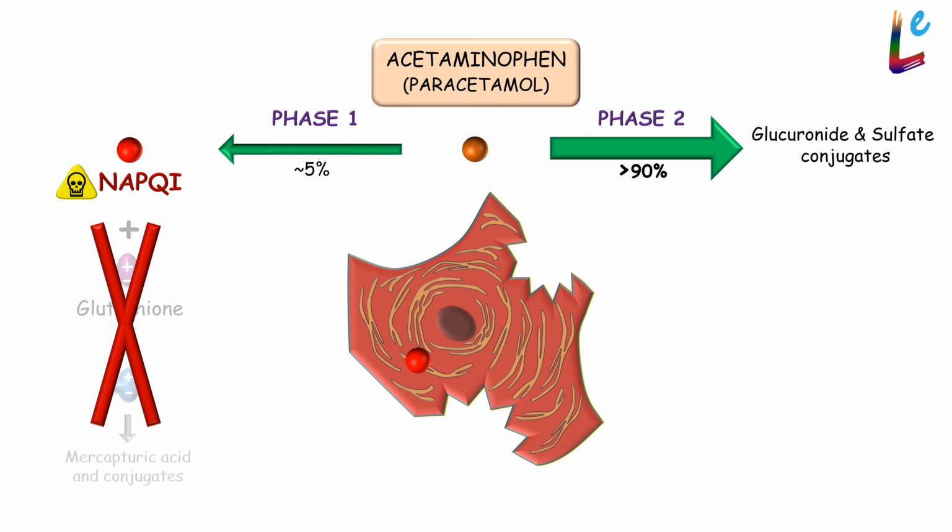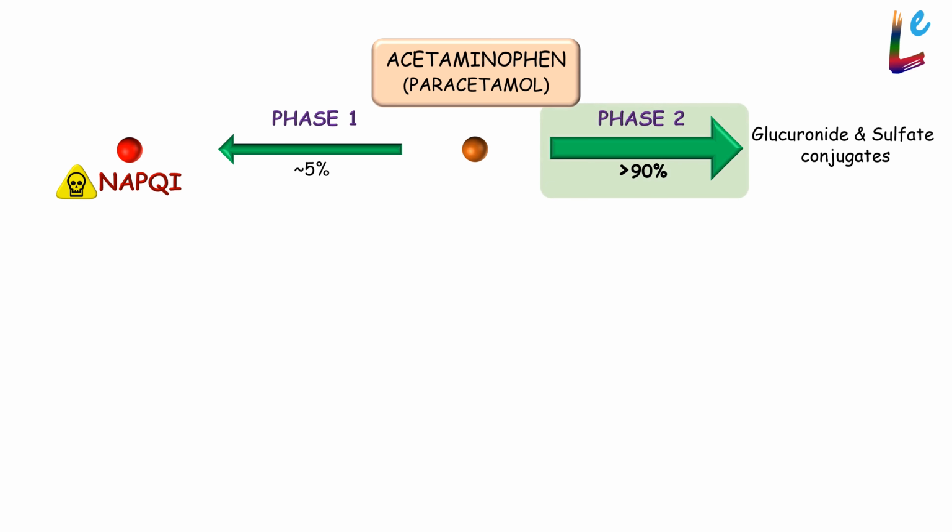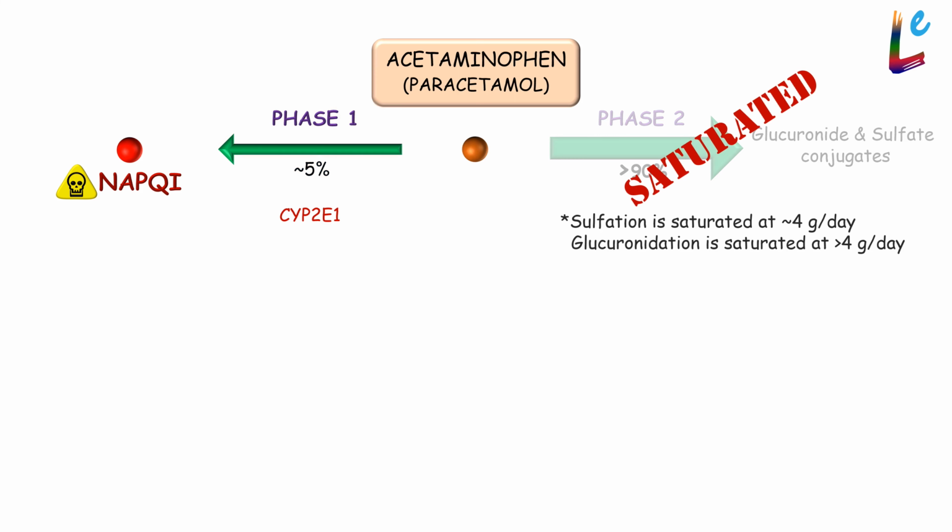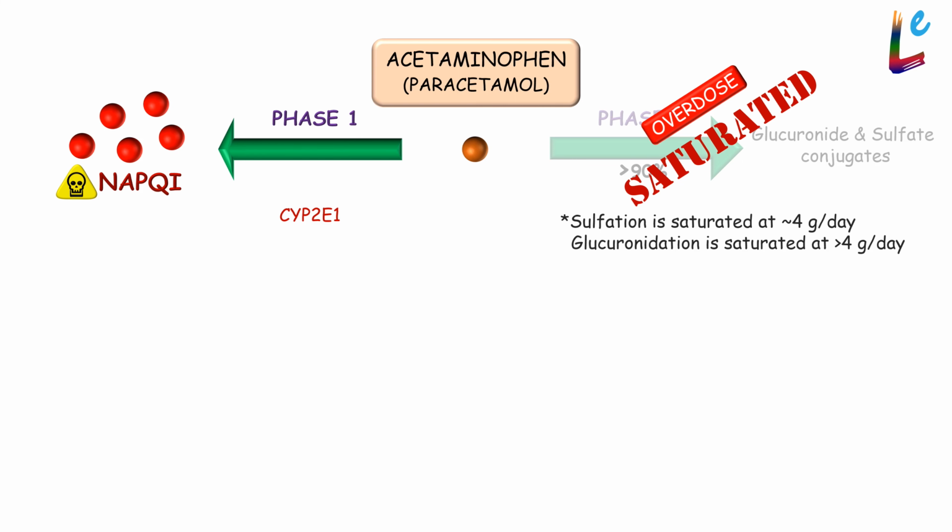So, under normal circumstances, most of the acetaminophen is metabolized by glucuronide or sulfate conjugation, and only a minor fraction is metabolized by CYP2E1. But what happens if the conjugation pathways are saturated? Say, for example, in acetaminophen overdose. Then, more of acetaminophen will be diverted to the CYP2E1 pathway and more NAPQI is synthesized.